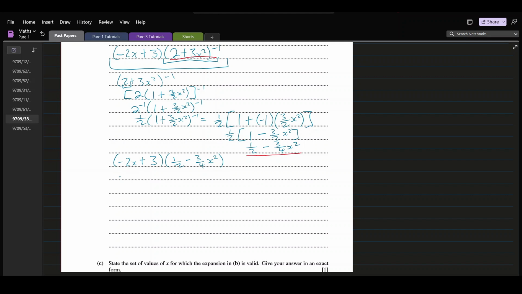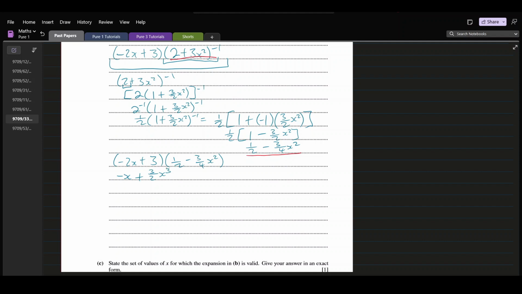So we'll start with negative 2x times half, and now let's expand our brackets. We'll start with negative 2x times half. That will give us negative x. Then negative 2x times negative 3 over 4x squared. That will give us a positive 3 over 2x cubed.